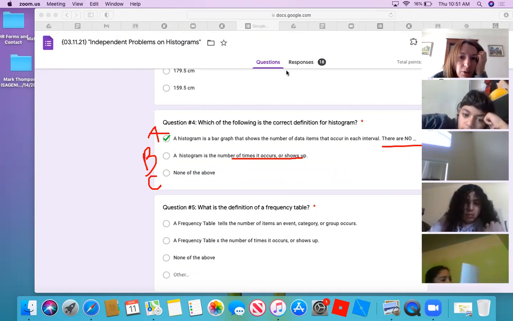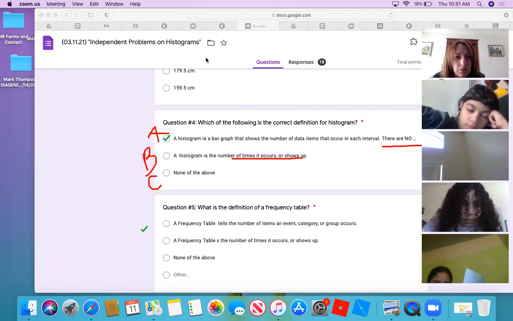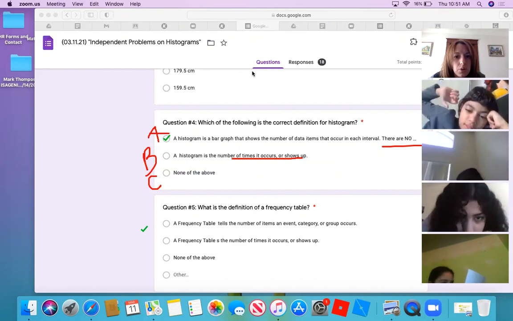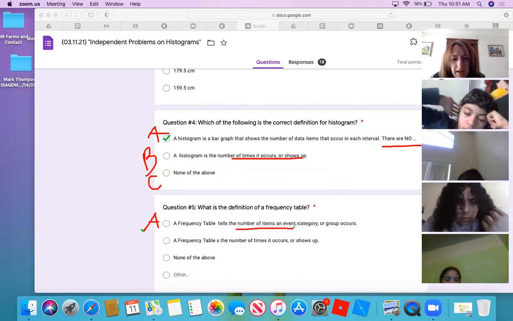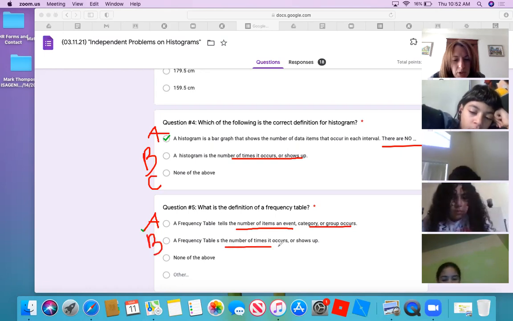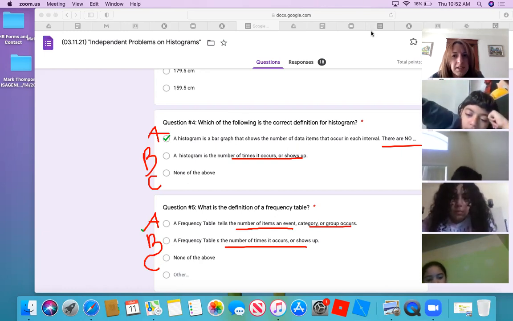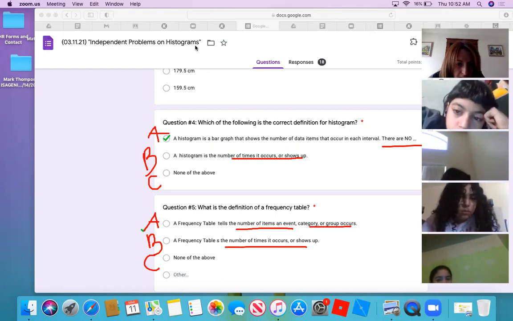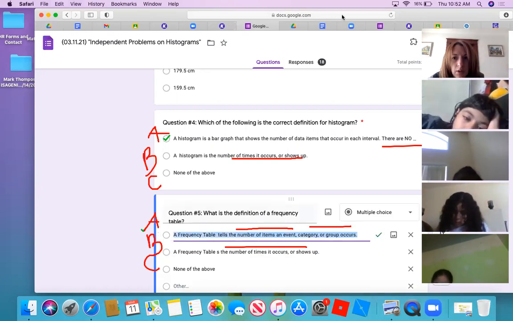Number 5, what is the definition of a frequency table? If you think the answer to number 5 is A, type A, which says the number of items in an event, category, or group occurs. If you think it's B, the number of times it occurs or shows up. And if you think it's C, type C. Let's see what you guys say. Referring back to Google Classroom, consensus is saying A is the correct answer. Folks, it is A as in apple.